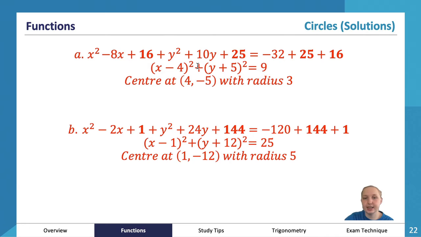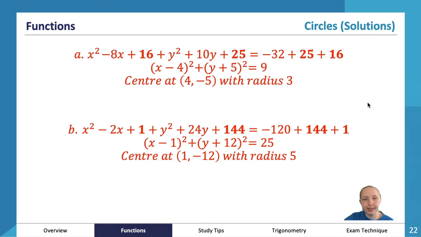And then you can see here that you have the equation of a circle. So we can say our center is going to be at 4, negative 5, because we're just taking the opposites. And our radius is 3, because 9 is representative of r squared. So you get our radius of 3.